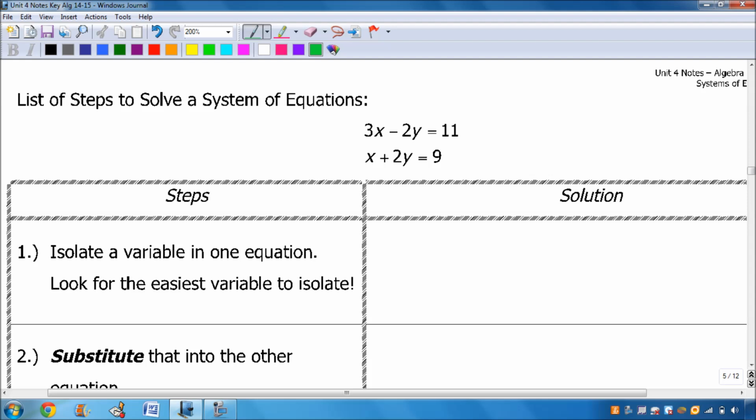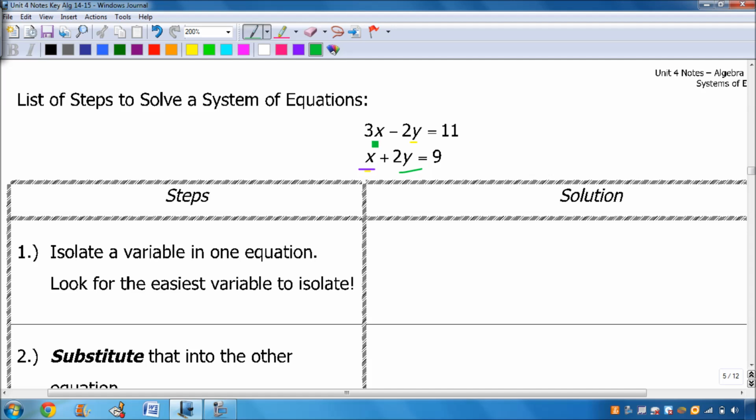Step 1 is to isolate a variable in one equation. Look for the easiest variable to isolate. So we actually have 4 choices of variables. We can either isolate this x, we can isolate this y, we can isolate this x right here, or we can isolate this y right here. It's 100% up to you, but don't make your life difficult.